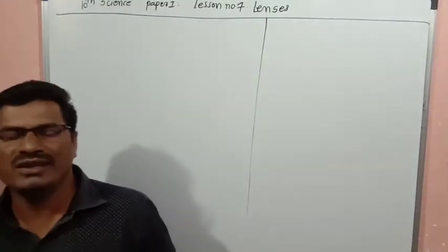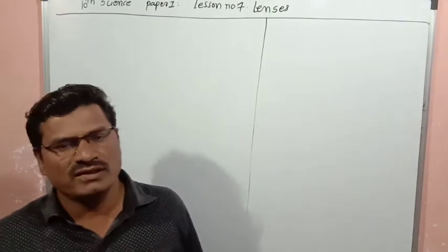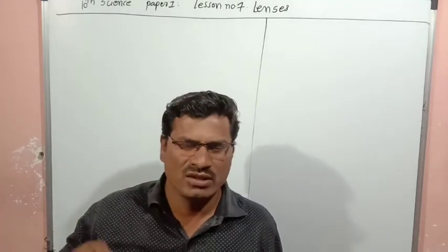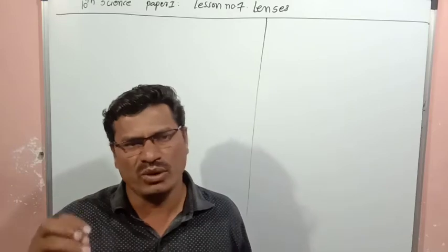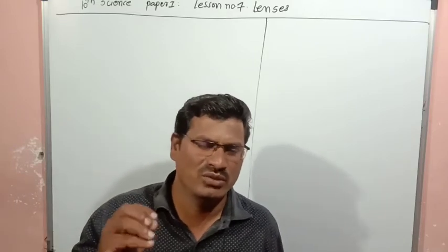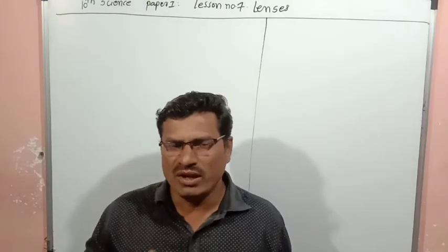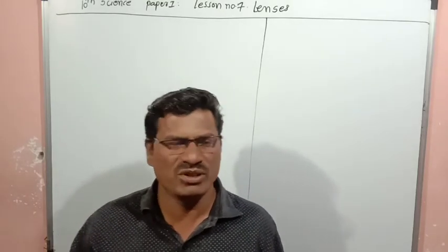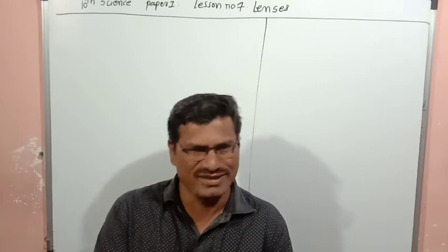Students, we are learning lesson number 7, lenses. In this lesson, before this, we have studied ray diagrams, images formed by the convex lens, and images formed by the concave lens. Now we are going to study the next concept, and that one is the sign conventions for the lenses.